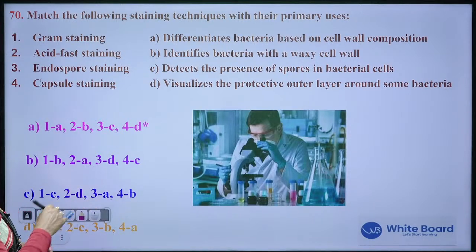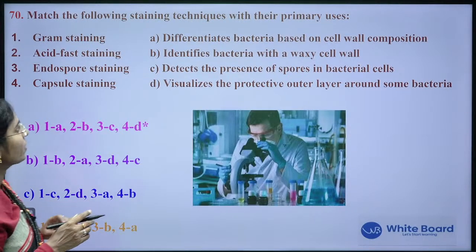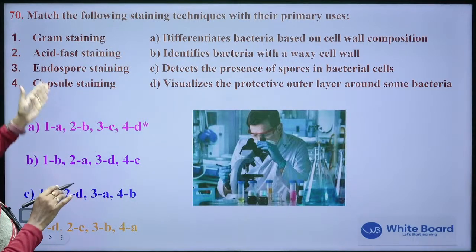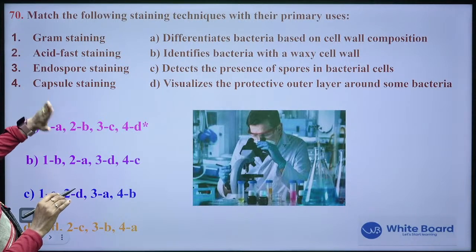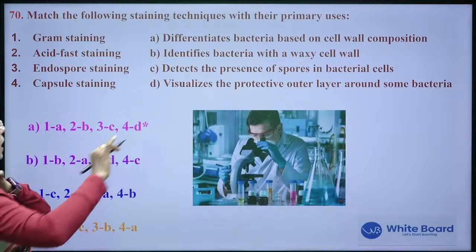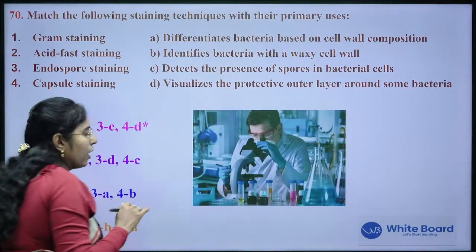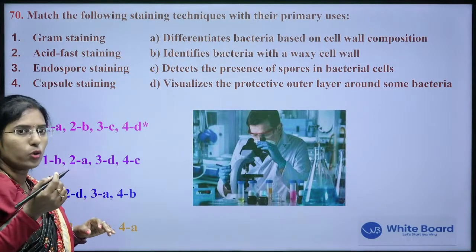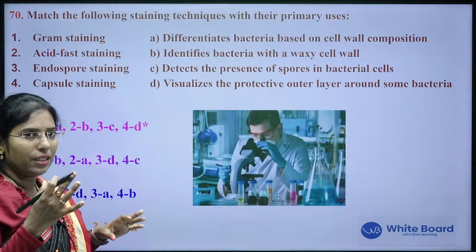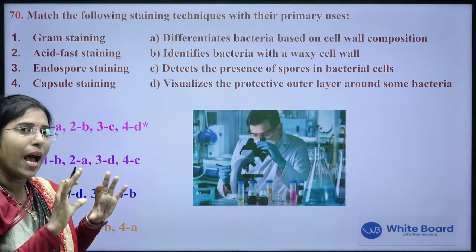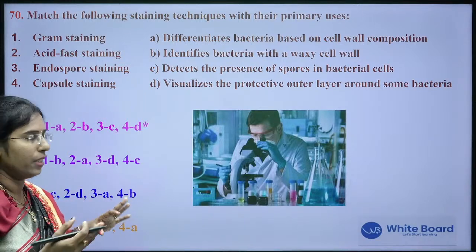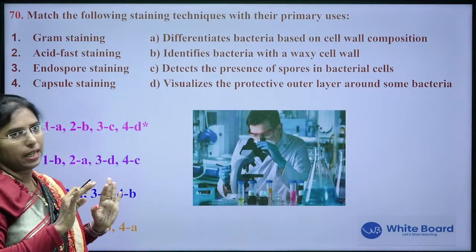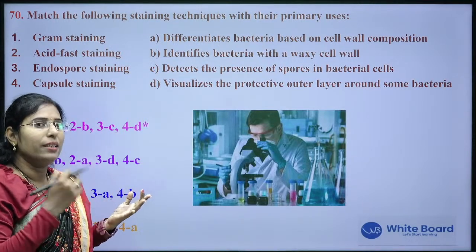So, coming to the next question. Match the following staining techniques with their primary uses. Here they have given 4 options: gram staining, acid fast staining, endospore staining, capsule staining. And these are the different primary uses. Generally, staining techniques are used in order to identify bacteria under the microscope, so that there will be a high resolution and the magnification can be increased at the microscopic level also. There are 2 types of staining: simple staining and differential staining.